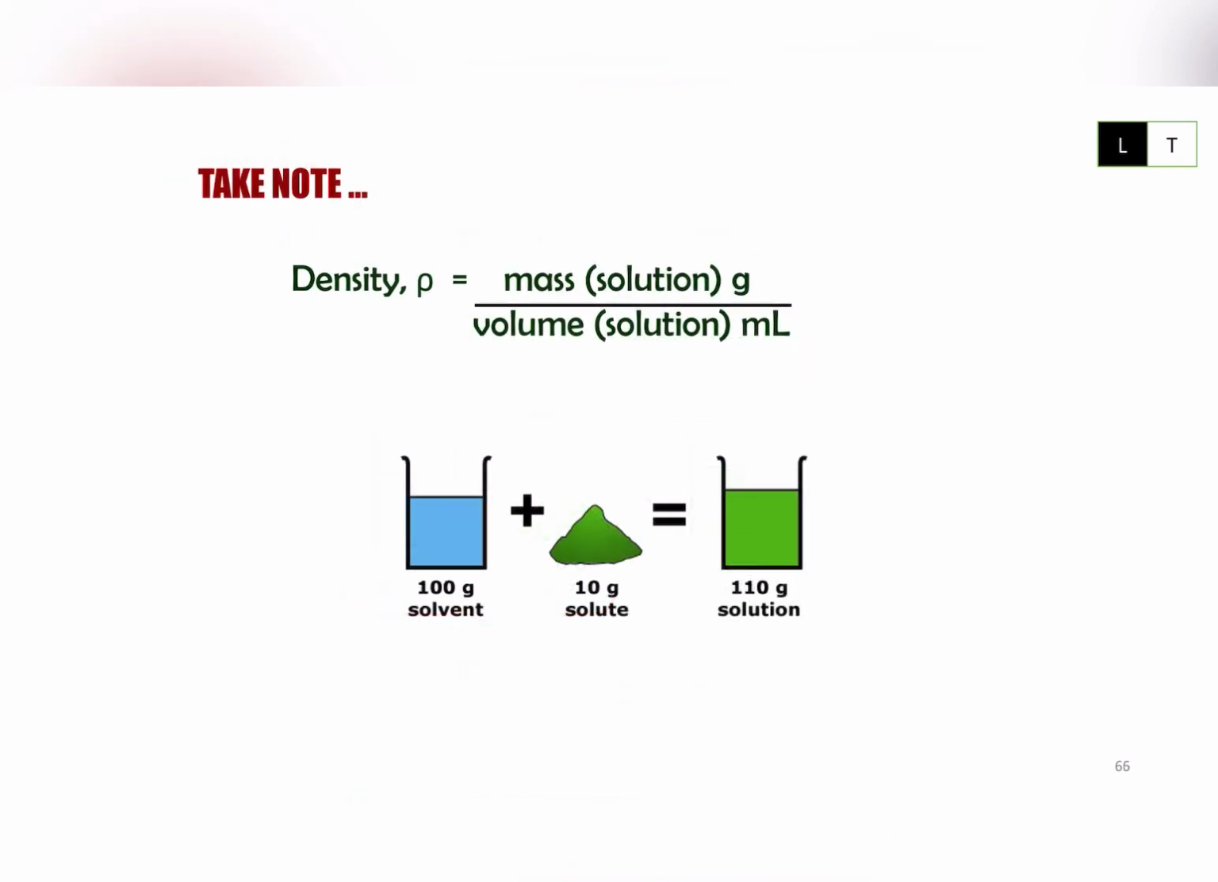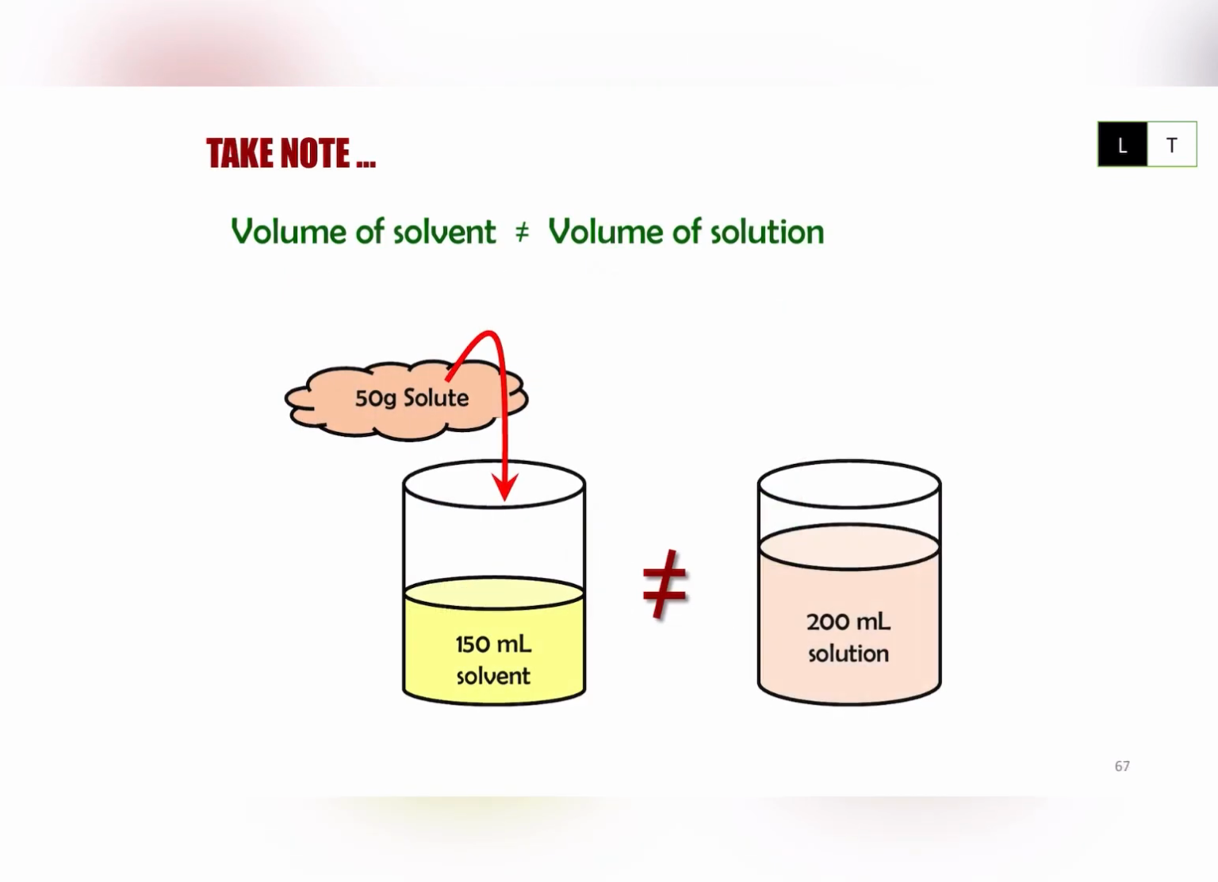Next, if I want to go a bit further about density, density equals mass of solution in gram over volume of solution in milliliter. So if I have this type of question, I can use the mass of solution that I got over the volume of solution based on the question given. So please make sure density is a bit different from molarity and molality. And last but not least, please understand that volume of solution is not equal to the volume of solvent.